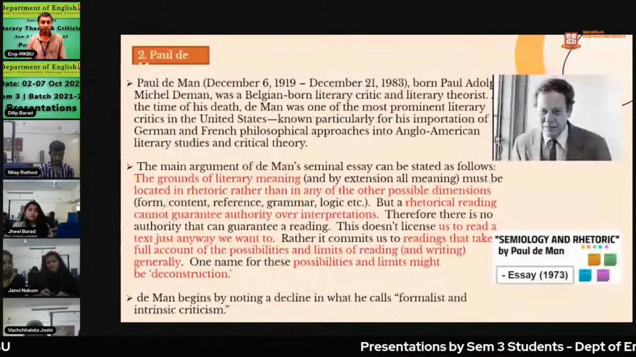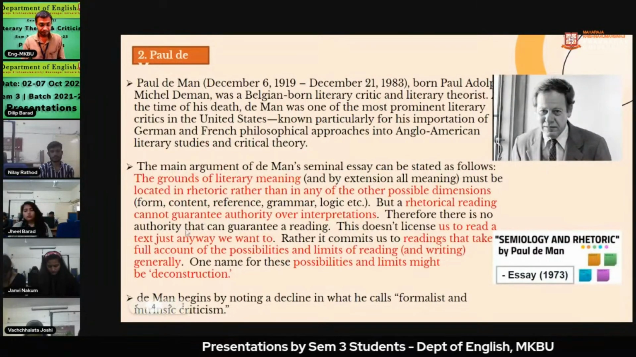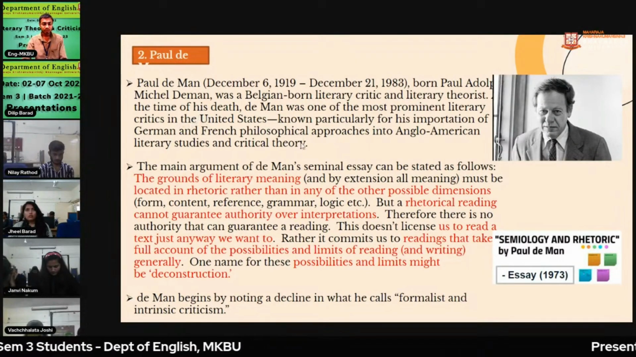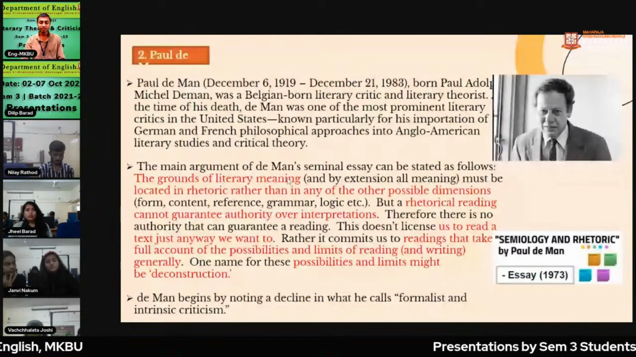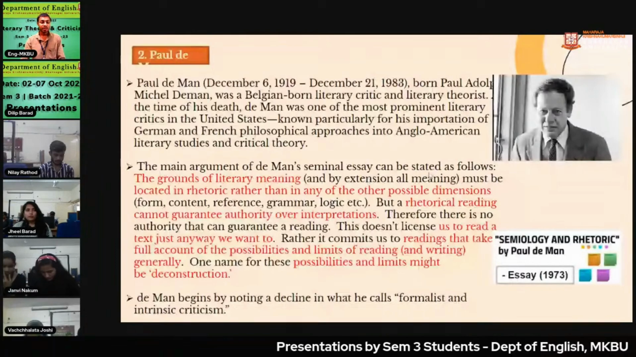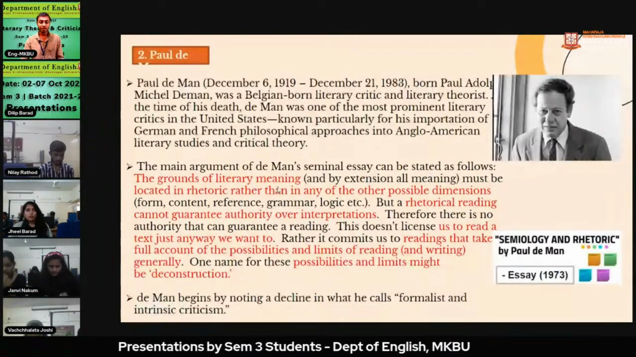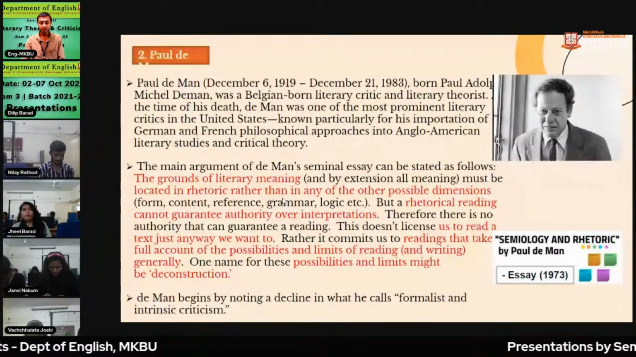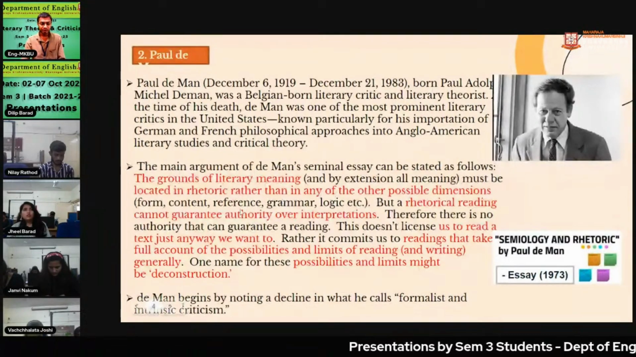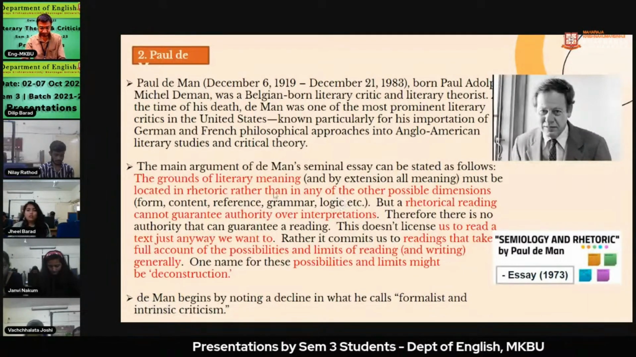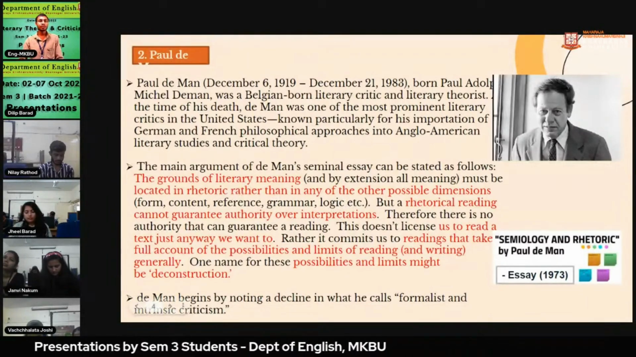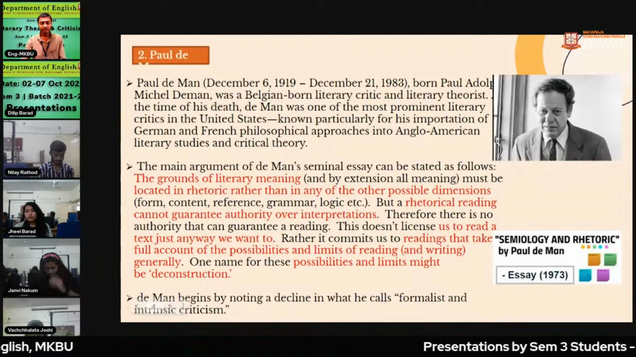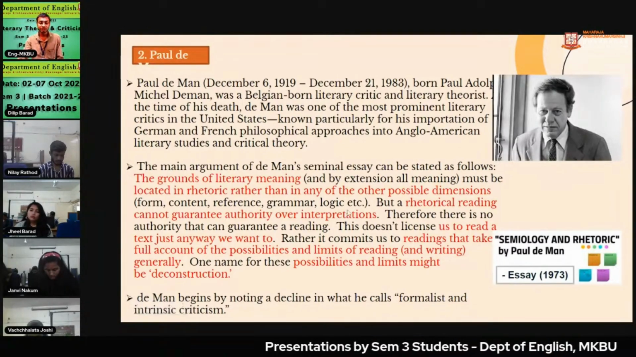And the second one is Paul de Man. Paul de Man was a Belgian-born literary critic and literary theorist. So the main argument of de Man's seminal essay can be stated as follows: the grounds of literary meaning, and by extension all meaning, must be located in rhetoric rather than in any of the other possible dimensions: form, content, reference, grammar, logic. So we have to focus on the meanings, how much meaning we can generate from whatever we are reading, and not this content, reference, grammar, logic. Everything will be there indeed, but what is being emphasized here is our interpretation.